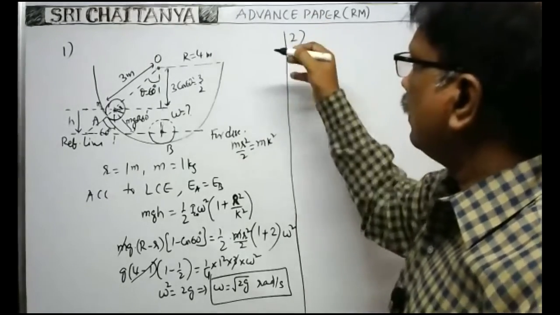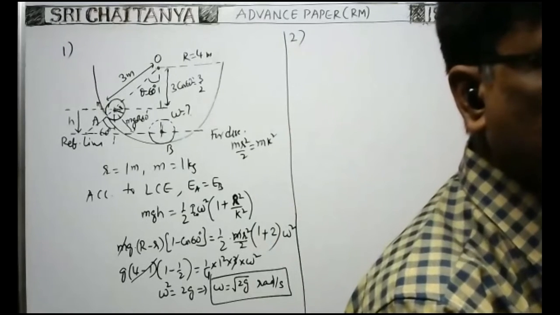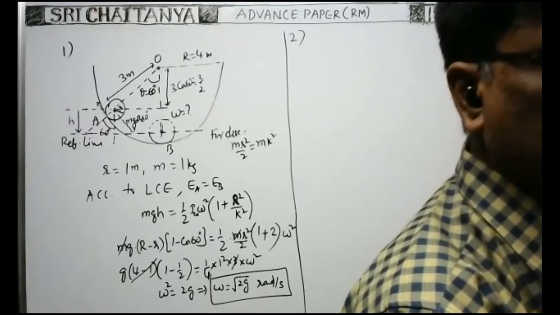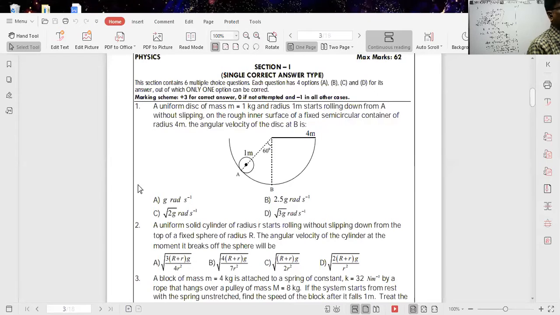Okay, next, second one. All of you see the second problem. A uniform solid cylinder of radius smaller starts rolling without slipping down from the top of the fixed sphere of radius capital. The angular velocity of the cylinder at the moment it breaks off the sphere will be dash.